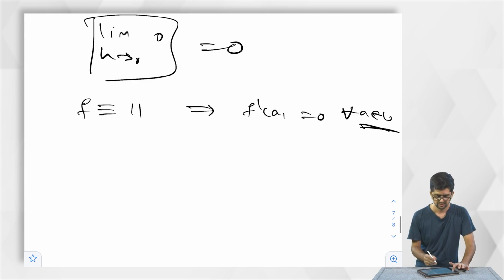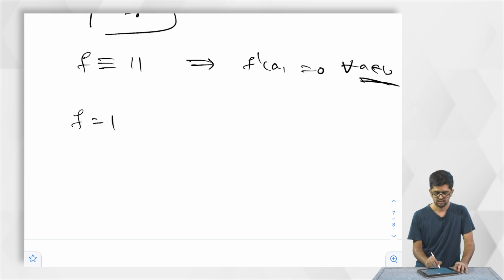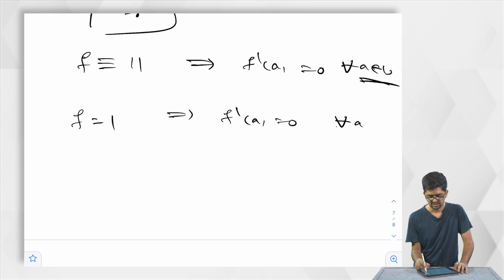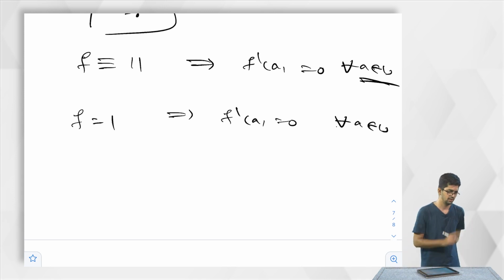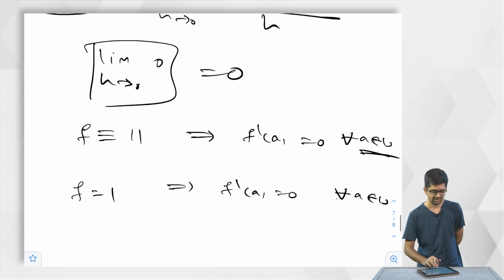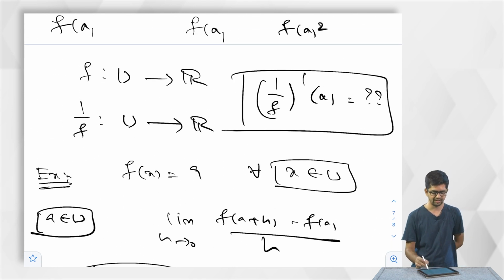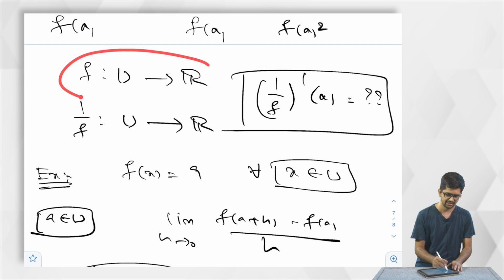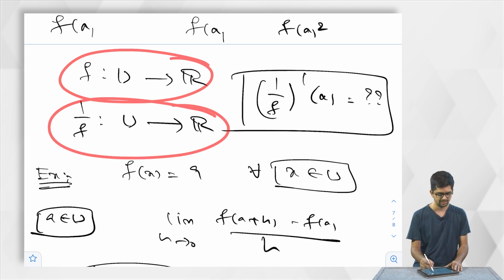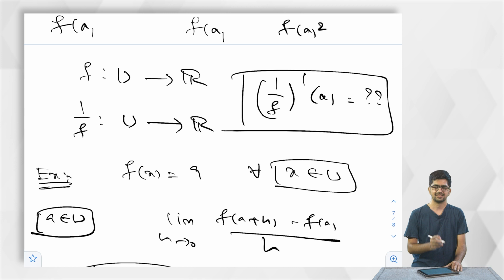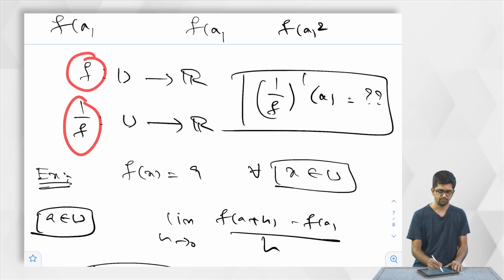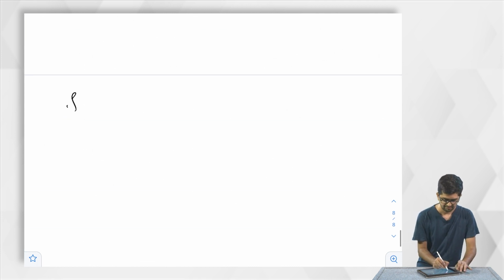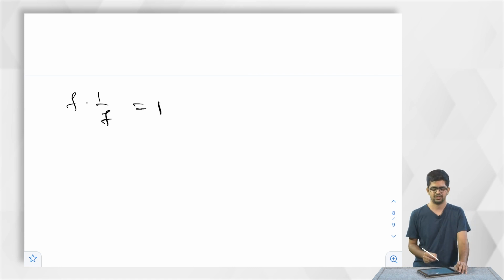Now in particular, for the function f equal to 1, we should have f dash of a is 0 for every a belongs to U. Now, previously I said we were looking for the derivative formula for 1 by f. If I already know 1 by f is differentiable, so let us take a function f where this makes sense and this is differentiable. Consider the product of these two functions, f times 1 by f. What is it? f times 1 by f is the identity function, right?